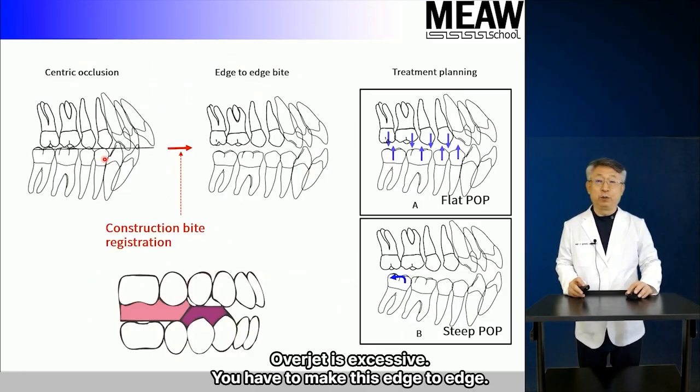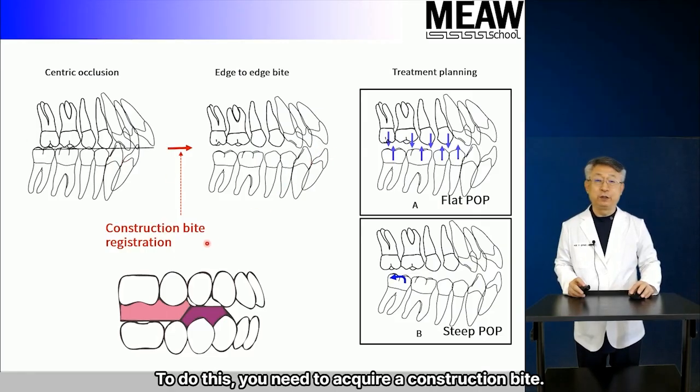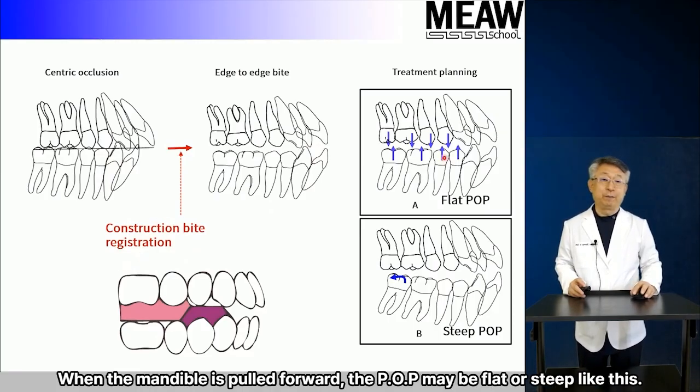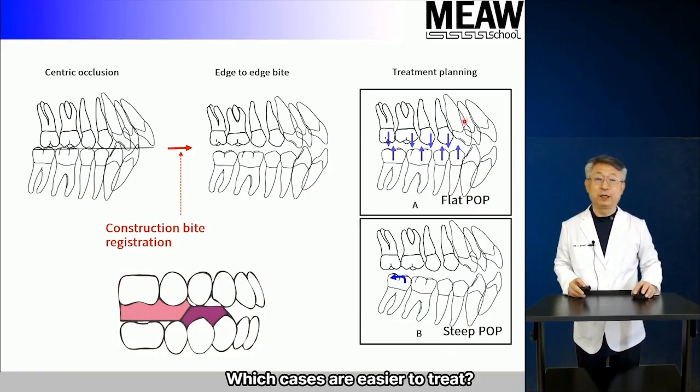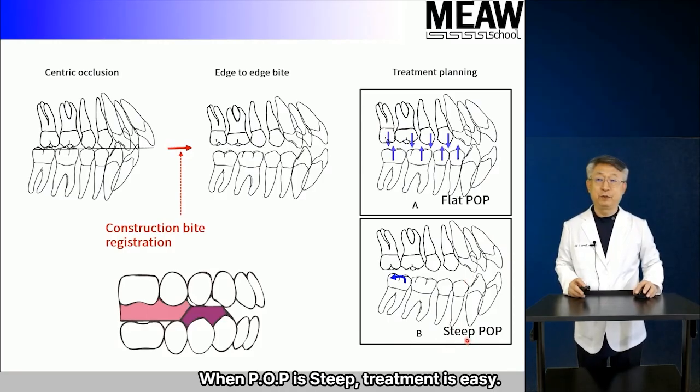Overjet is excessive. You have to make this edge-to-edge. To do this, you need to acquire a construction bite. When the mandible is pulled forward, the POP may be flat or steep like this. Which cases are easier to treat? When POP is steep, treatment is easy.